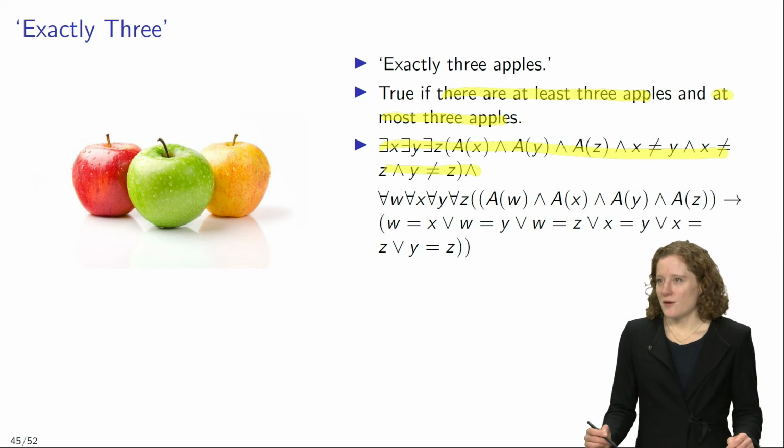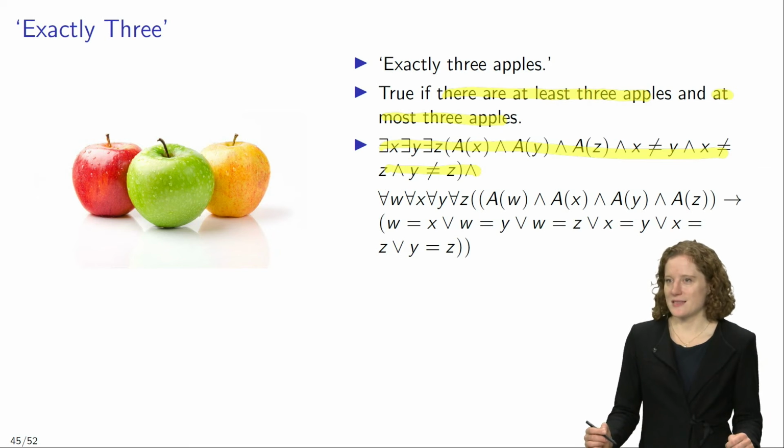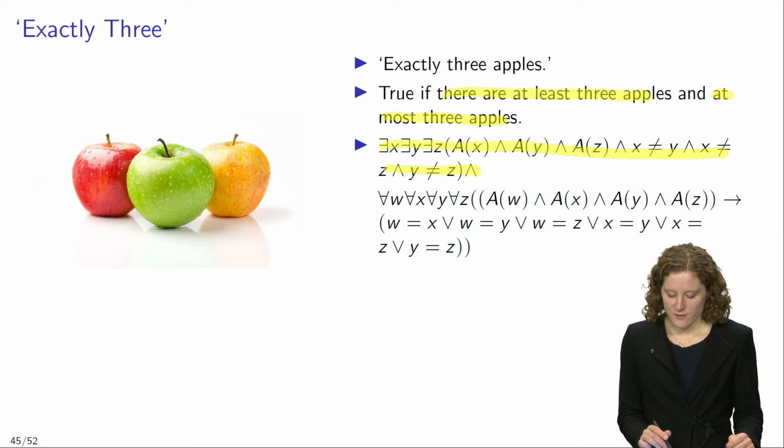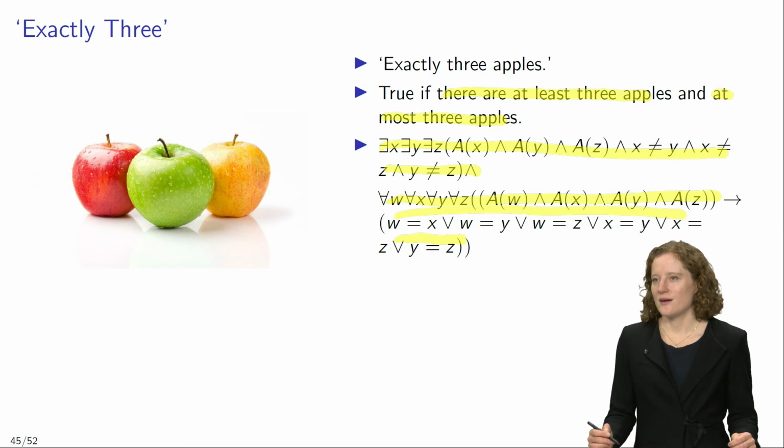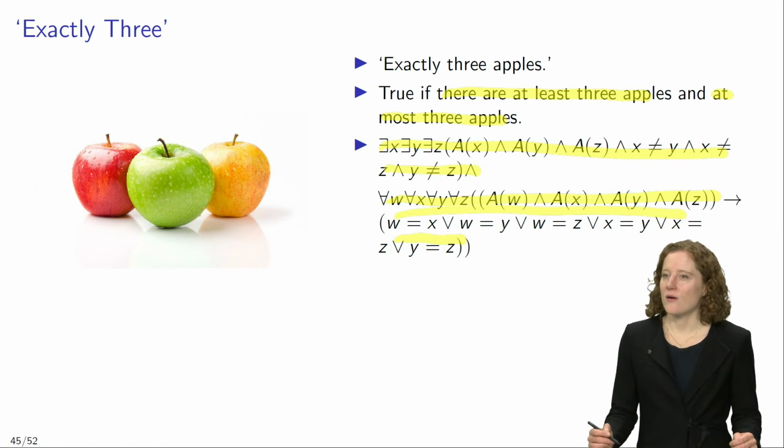And then we go on and symbolize the second part of the sentence by saying that there are at most three apples. And we can symbolize this by saying that for all w and for all x and for all y and for all z, if aw and ax and ay and az, then either w is identical to x, or w is identical to y, or w is identical to z, or x is identical to y, or x is identical to z, or y is identical to z.